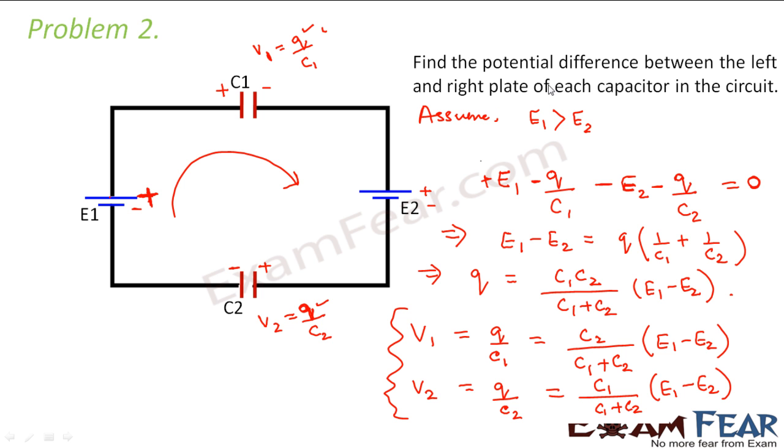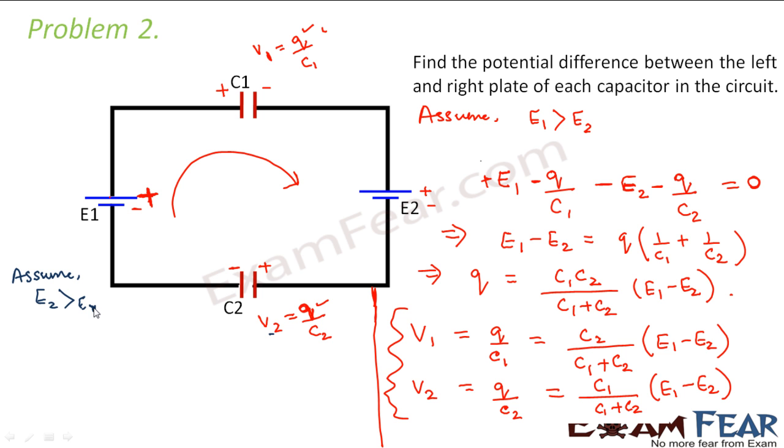Also here I have assumed that E1 is greater than E2. That was also an assumption. If I assume that E2 is greater than E1, then also you will get the same result. If you want a proof, let us solve it like that as well. Let us write it in blue, assuming the opposite direction. So now let us assume that E2 is greater than E1.